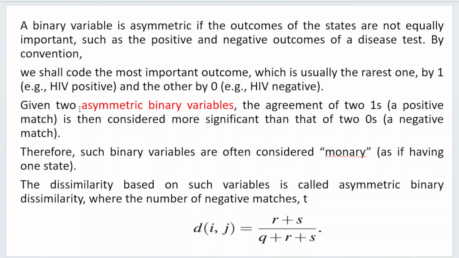For asymmetric binary variables, the agreement of two ones is considered more significant than the agreement of two zeros. So here the dissimilarity is constructed as d(i, j) = (r + s) / (q + r + s), and t is not there. We have removed the t value. Why? Because we are not taking any negative values, we are taking only the positive values.